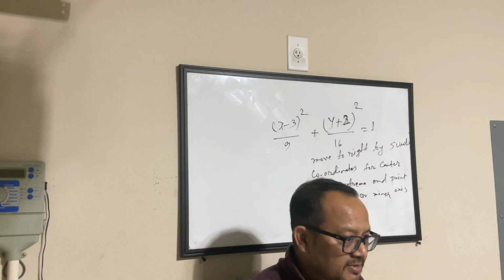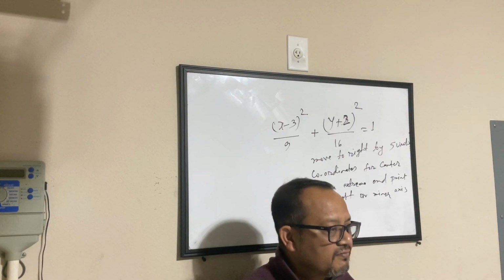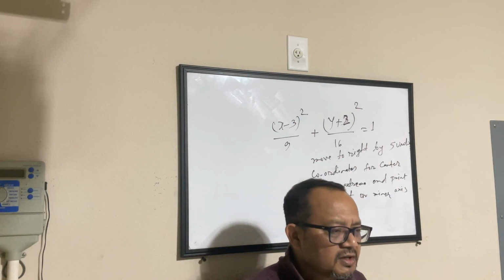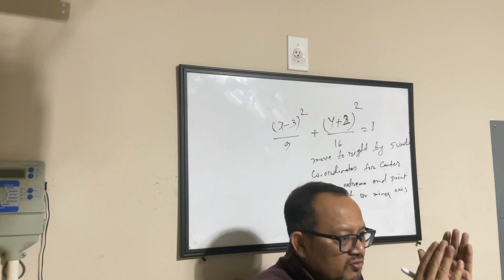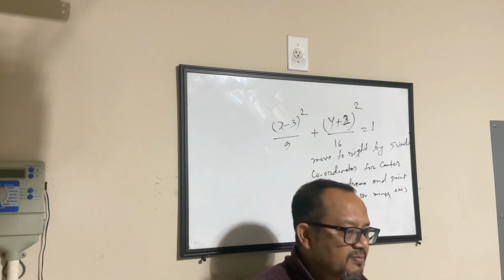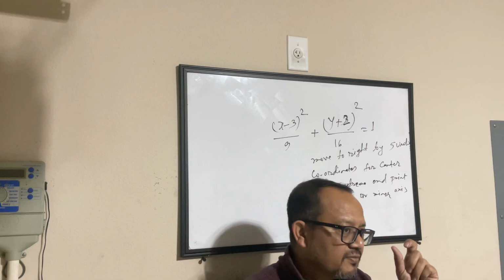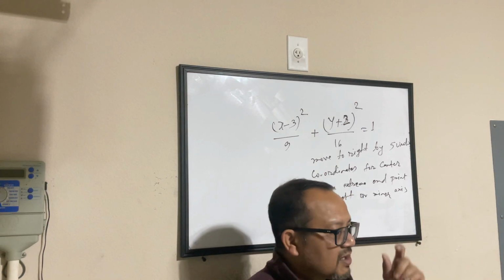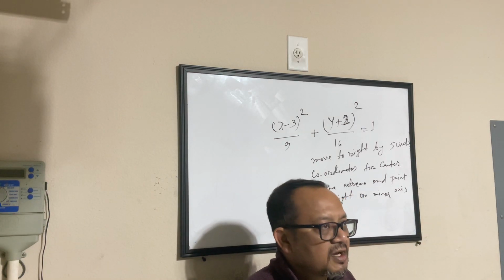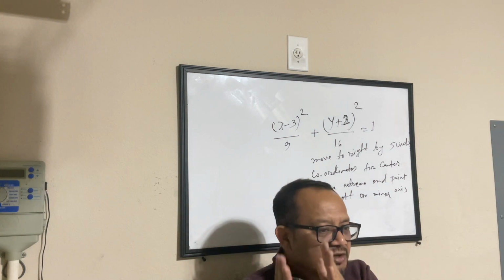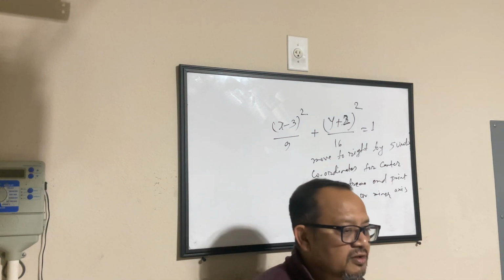You understood the problem, right? We have an equation, it's going to draw something, and then we have to draw it in the coordinate plane and figure out if I move it to the right by 5 units, what will be the coordinate of the center of the shape, and then what will be the coordinate of the extreme right end point on the minor axis.